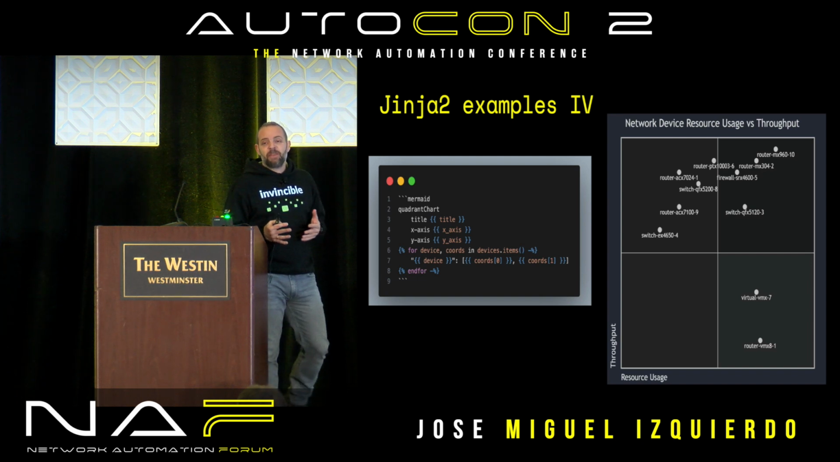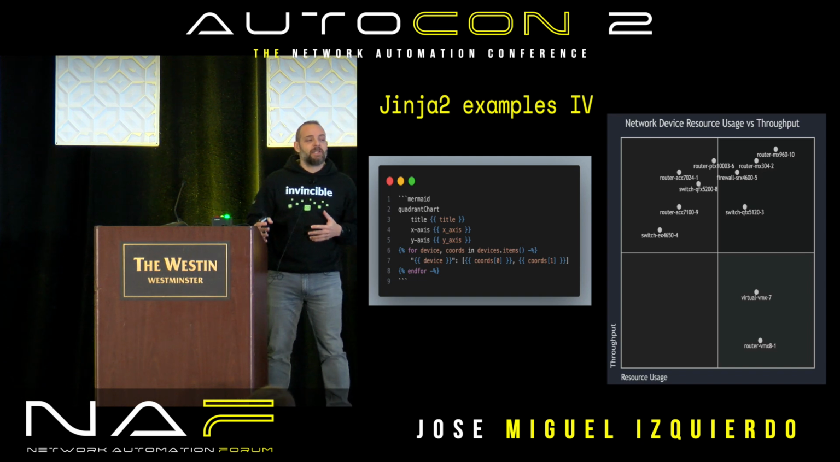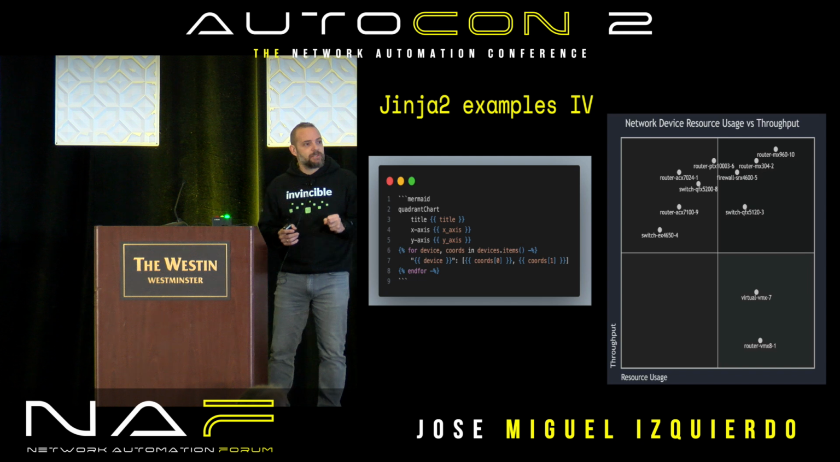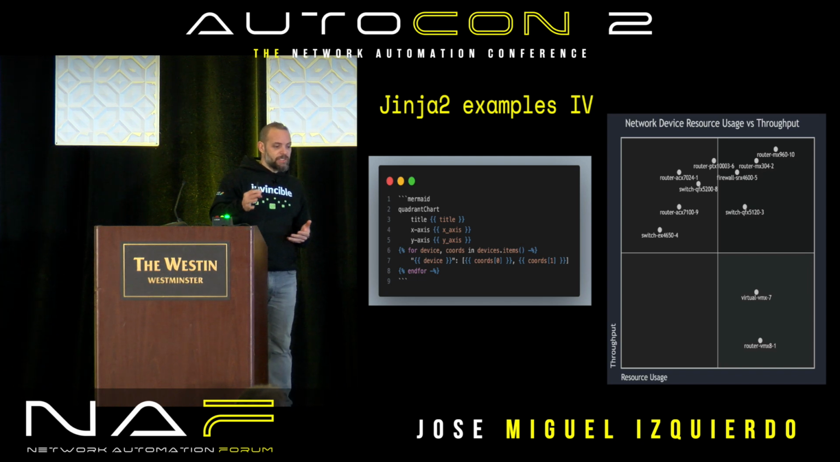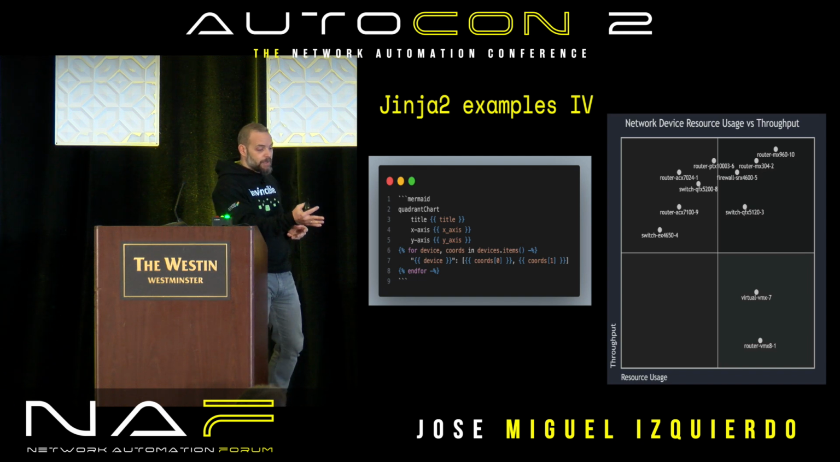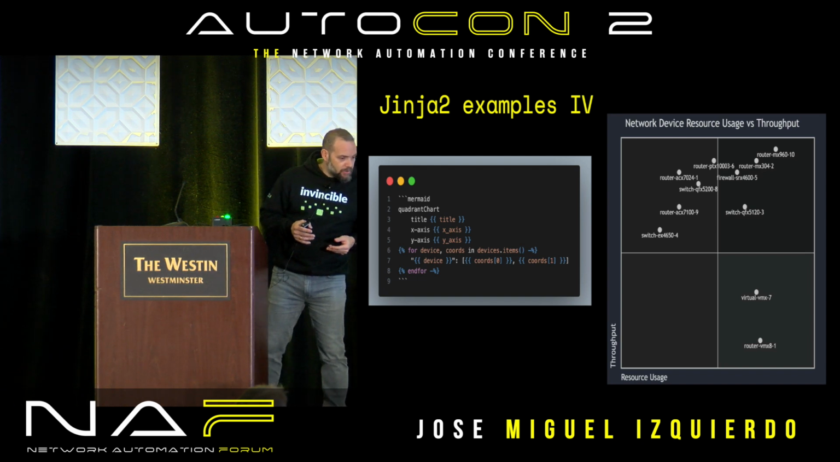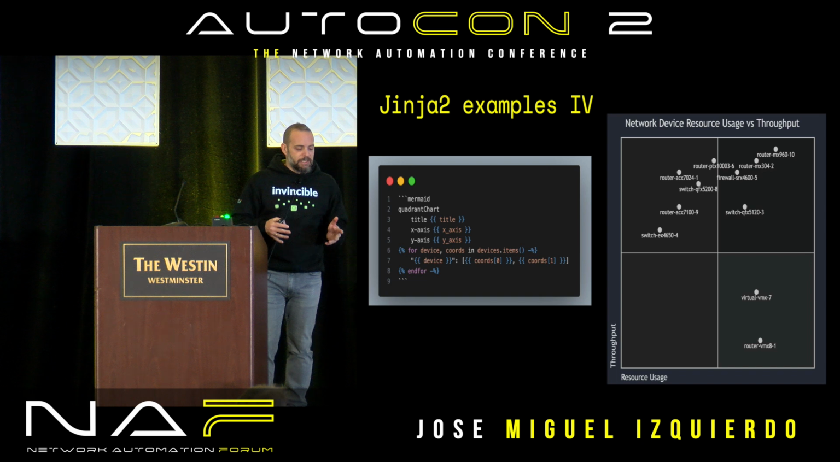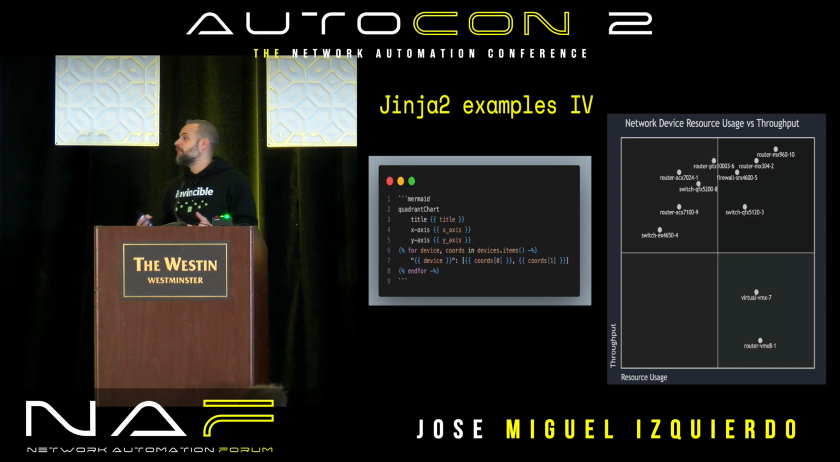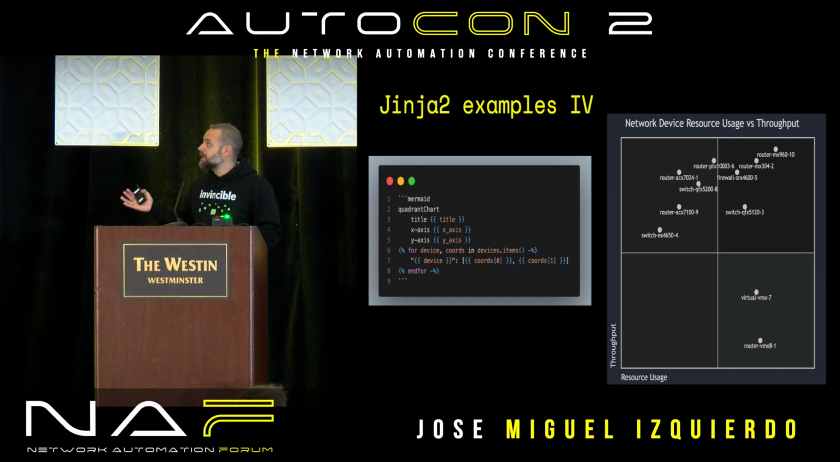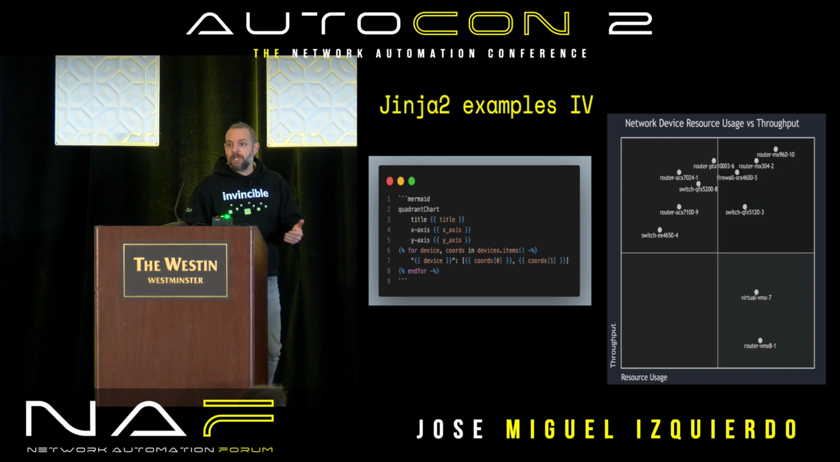Imagine you have a Python script which is connecting to some of the devices in your network, extracting some specific KPIs. In this case, we have the resource usage and the throughput. We normalize that data, and we use it with this template, 9 lines of code there. So we are generating the quadrant chart with the performance of all the devices in my network. Really nice, right? We can see how they are doing at the moment we are running this script.